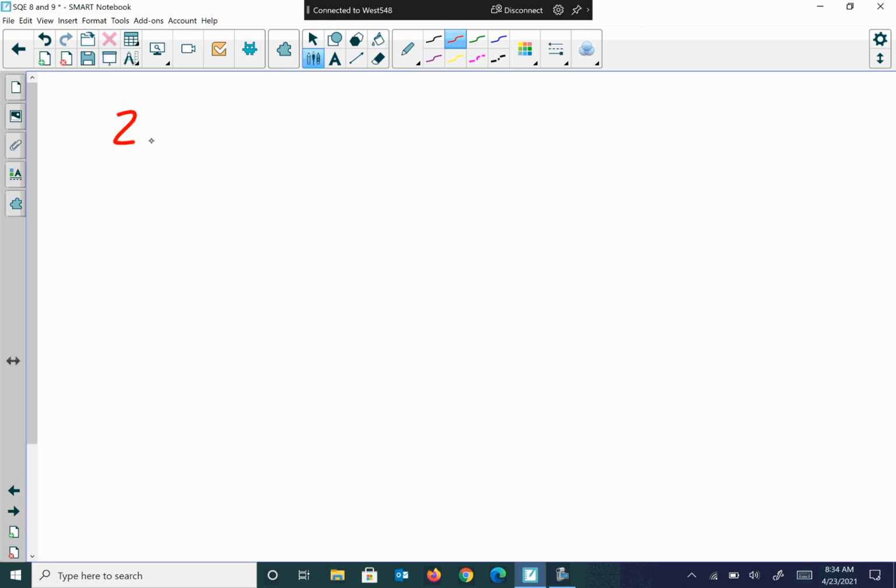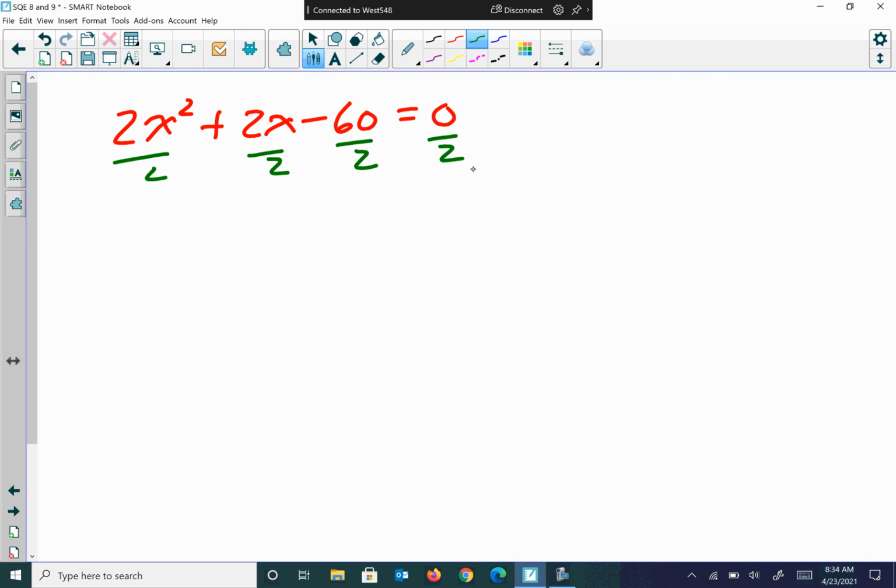So this one is 2x squared plus 2x minus 60 equals 0. Okay, before I factor it, what could I divide everything by? Yeah. Divide everything by 2, including the 0, which I know is redundant because you know it's got to be 0.